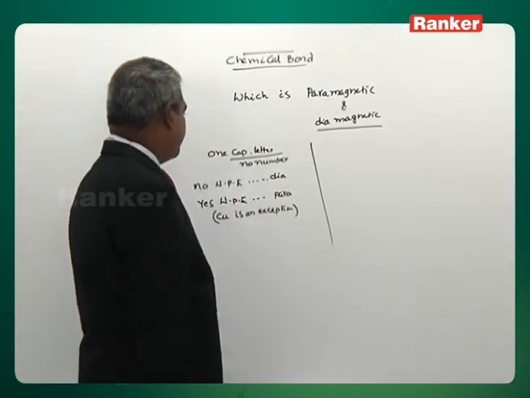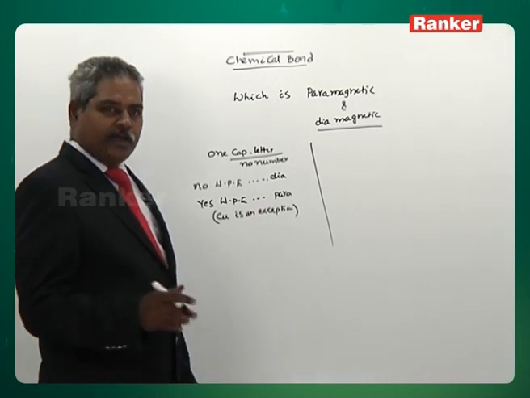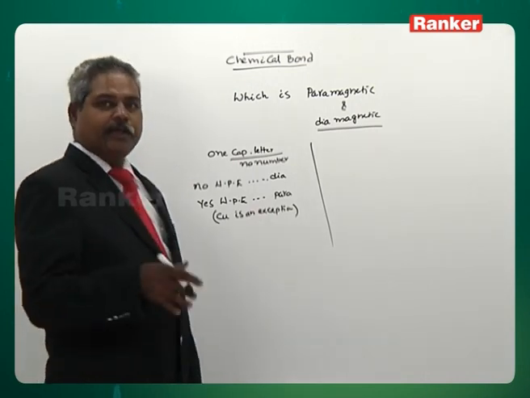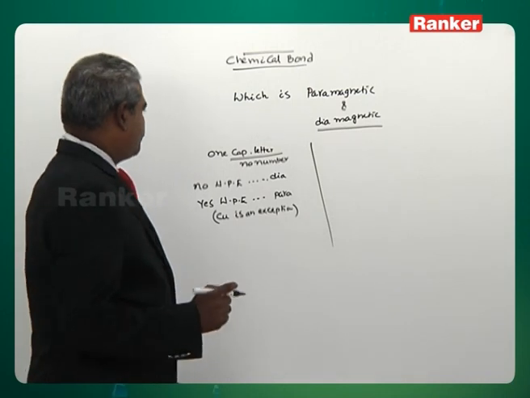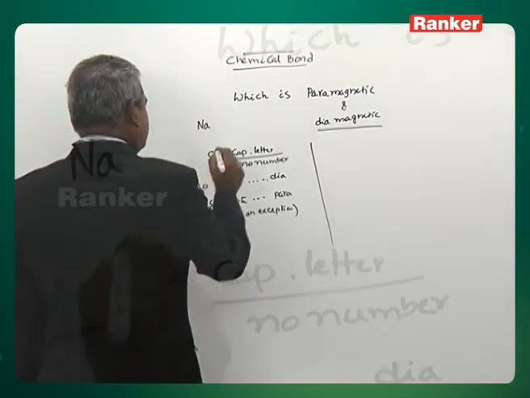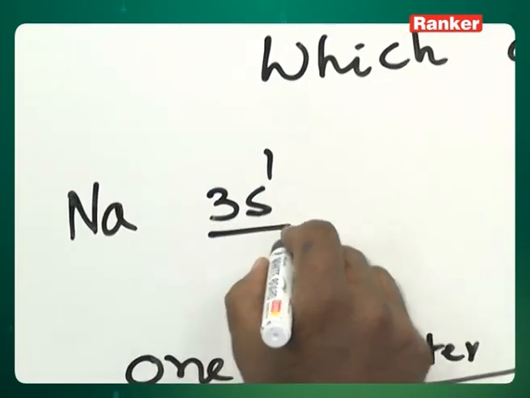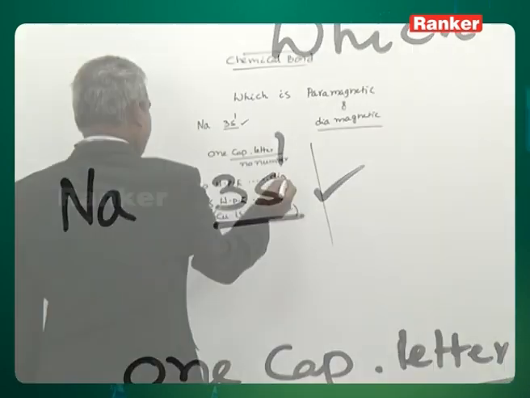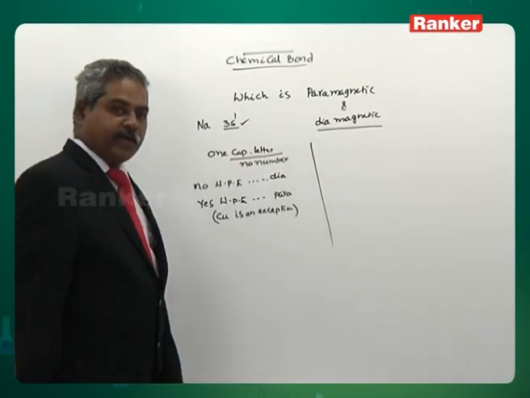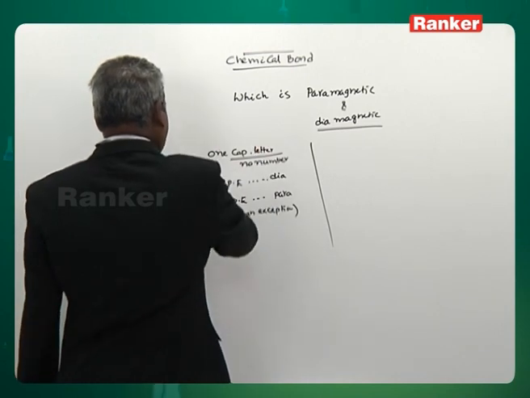I will tell you what I mean by one capital letter. That is what I mean by element or elemental ion, Na plus, like that. Okay. Na, 3s1, unpaired electron is present, therefore para. Sodium atom is paramagnetic, like that.